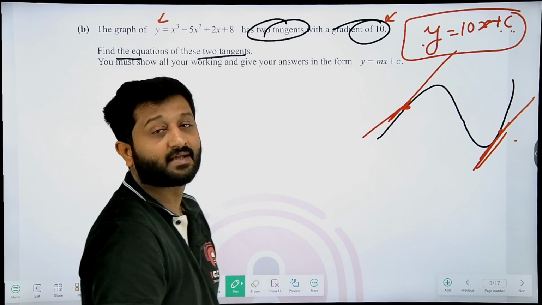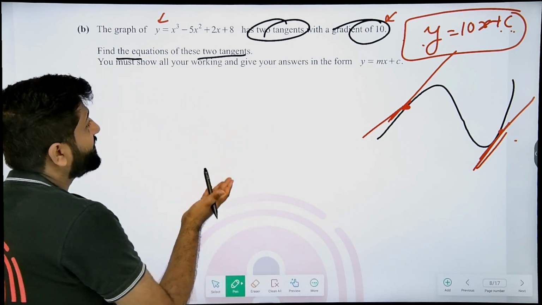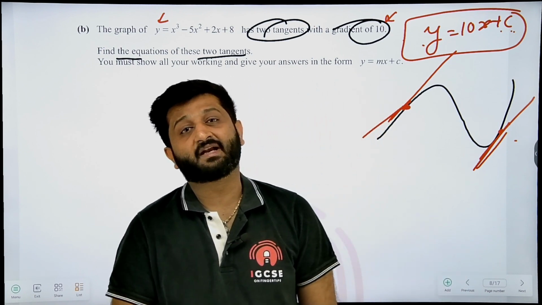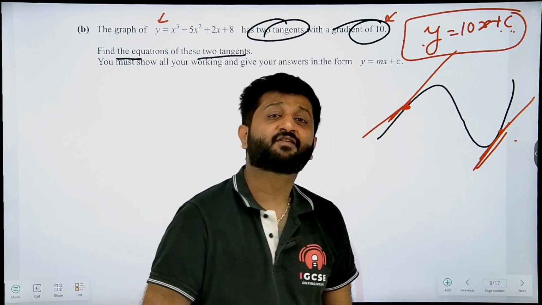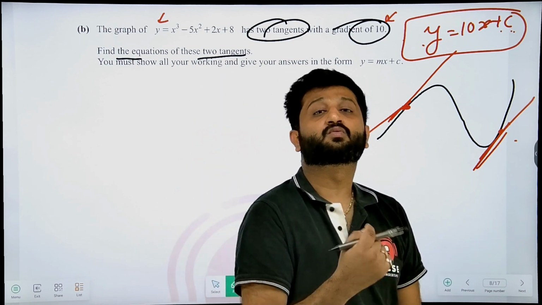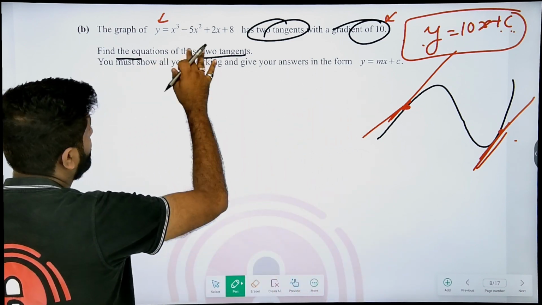dy by dx is nothing but differentiation. The reason we do dy by dx is to find the slope of the curve, or the slope of the tangent which is passing through that point. So let me find dy by dx, guys.